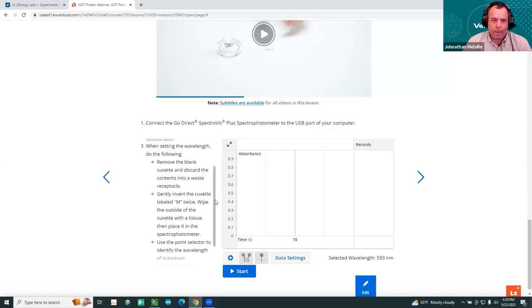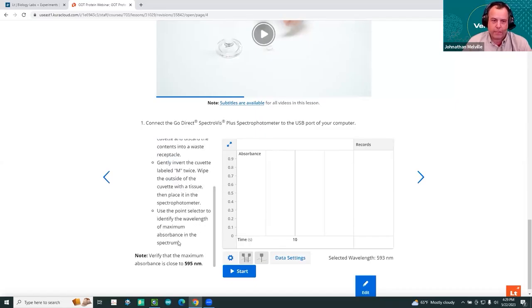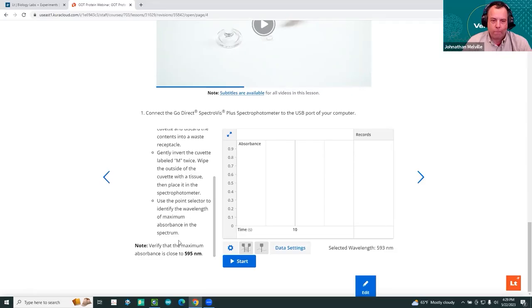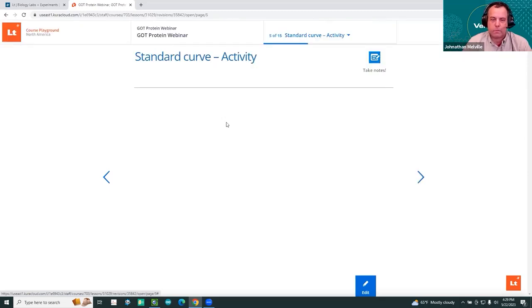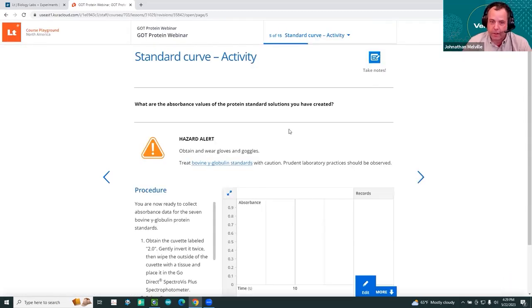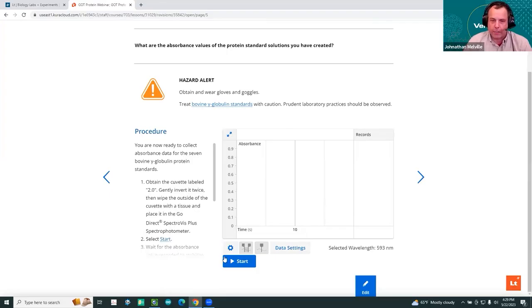And then it tells the students what to do here. All of that is listed here, and they can also select a sample. On the next page, that's when they actually do their standard curve. So what I can show you here is I have the 2 milligrams of protein per mil sample here. I'm just going to collect.